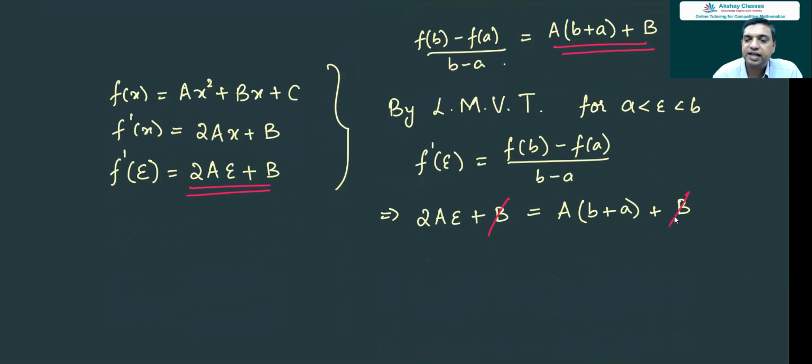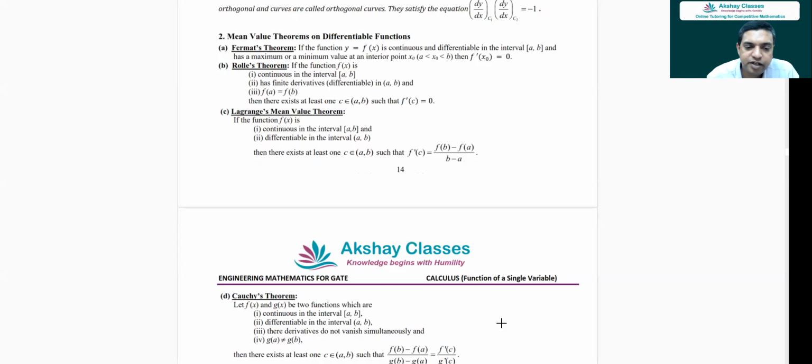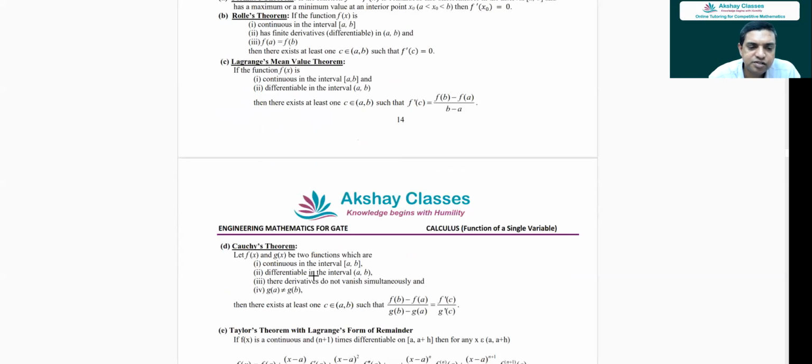So B cancels, then once B cancels, A also cancels, so epsilon will be b plus a upon 2 or a plus b upon 2. So this is just application of the mean value theorem. So mean value theorems are important, and more important than this mean value theorem is the extension of the mean value theorems. Cauchy's theorem we'll just go through tomorrow.